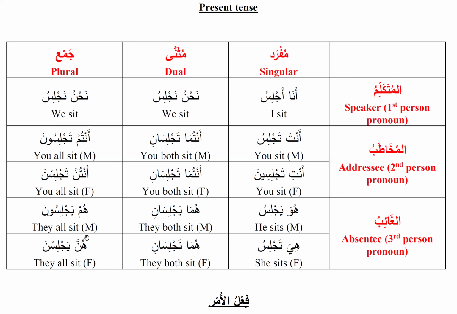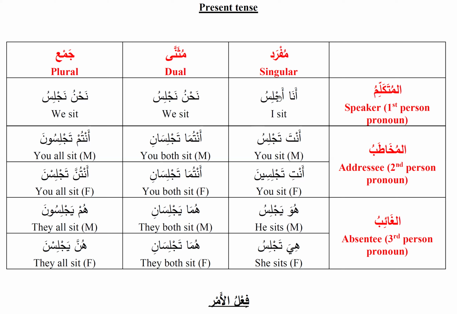So he sits, they both sit, they all sit. Now here tajlisu, she sits, will be the same thing as anta. And antuma, same thing, huma tajlisani. But when you say hunna, they all sit, you say yajlisna, it's going to be yajlisna.